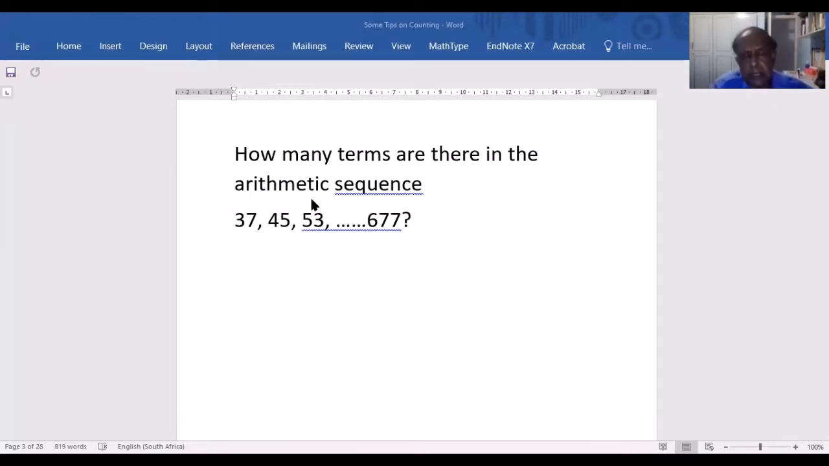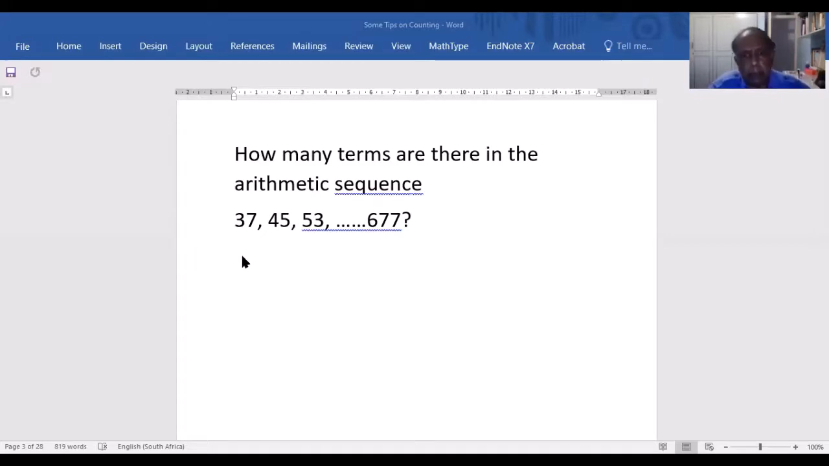Oh, by the way, such a sequence is called an arithmetic sequence, where you are adding a fixed number to each term to get the next one. Like here, you see you're adding 8 to get to 45, you're adding 8 to get to 53. And we are told that this is an arithmetic sequence, so it means that this pattern continues like this. Now you want to know how many terms there are here.